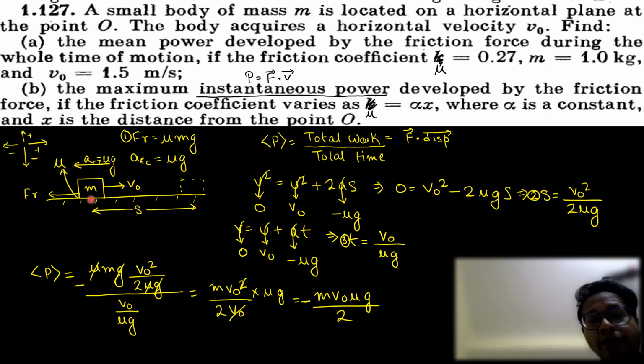But in the second part of the question, as the body goes forward, the ground becomes coarser and coarser, and somehow the coefficient of friction increases as the body goes forward. So if the coefficient of friction increases, the friction force also increases. The question is asking: find the maximum instantaneous power if the coefficient of friction varies as mu is equal to alpha x.